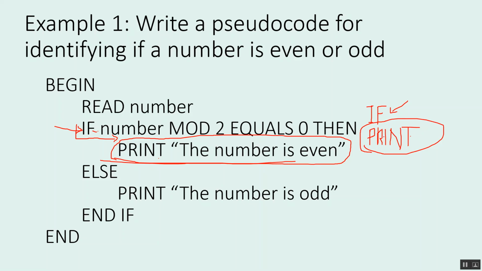Okay? Same goes for else. So else is actually a catch-all. If this is false, it would print this one: print the number is odd. Okay? And then end if. So we need to include end if so that the user knows that there is no more branch of this if. So we're trying to end this if here at this part. And then we could make another if here if we want. So begin, read, if, else, and then end if, and then end. Okay?